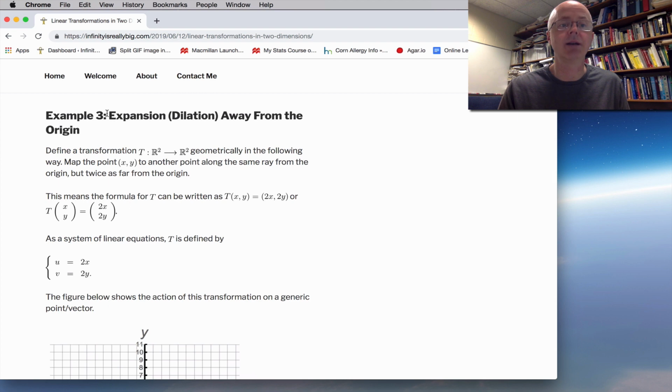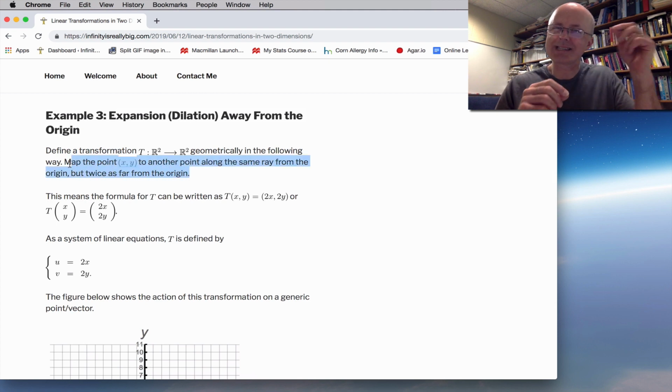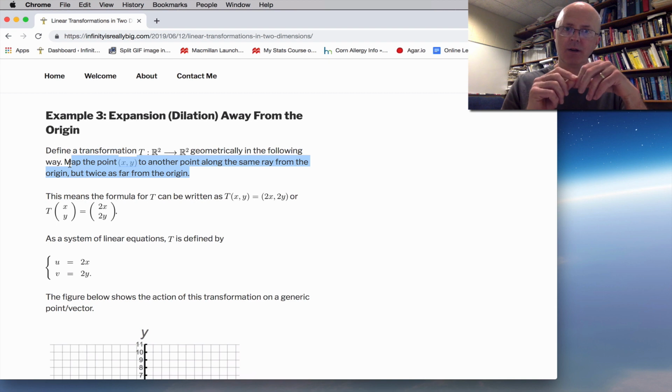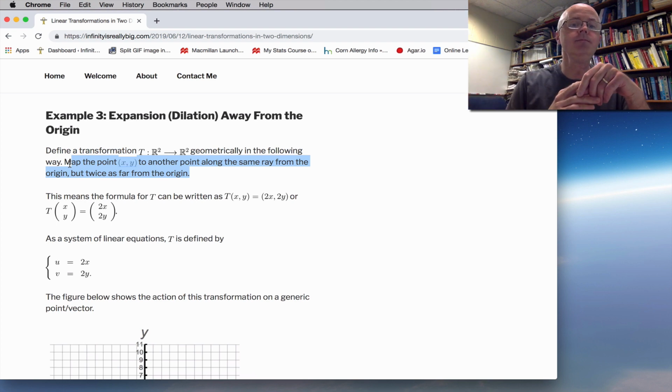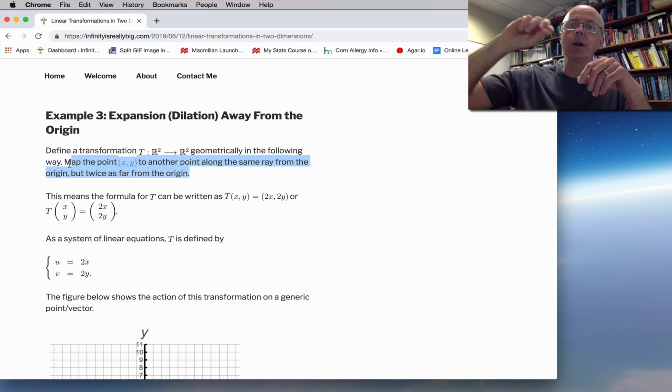Example 3 is another linear transformation. It's an expansion away from the origin. That's also called a dilation. We're going to map the point xy to another point that is twice as far from the origin and along the same ray from the origin. You got the origin, you're drawing a ray, which is just a directed line that goes on forever in one direction. So if you got a starting point, here is the origin. You'd want to take that starting point and make it twice as far from the origin along that same ray.